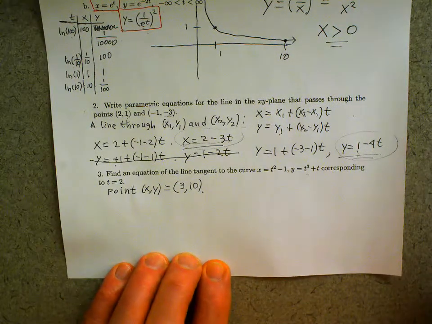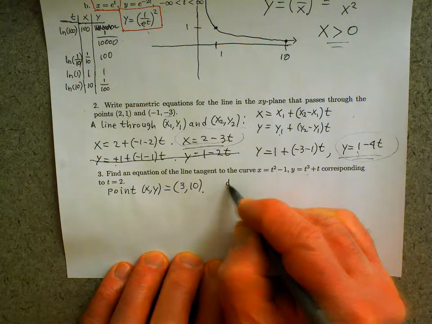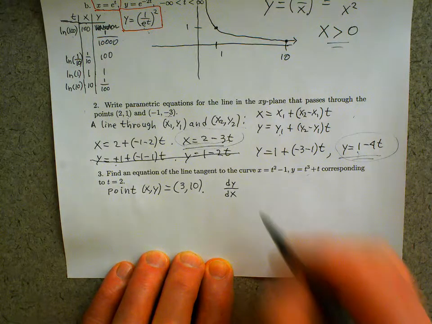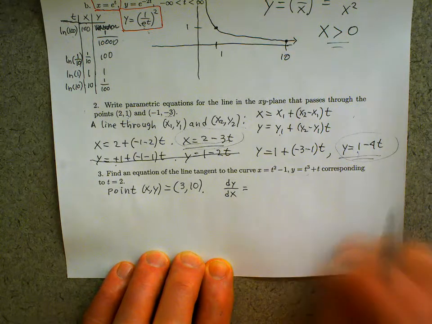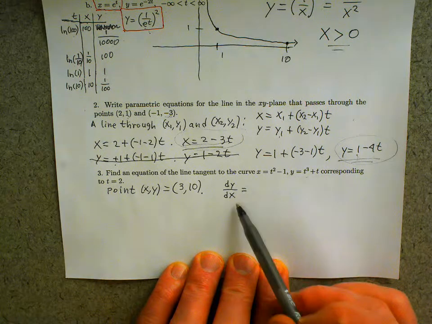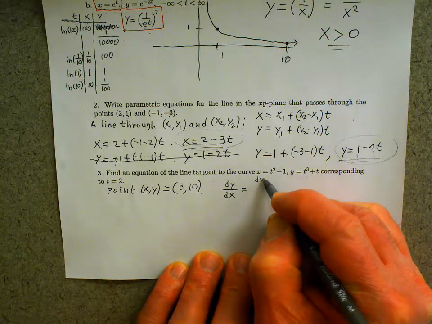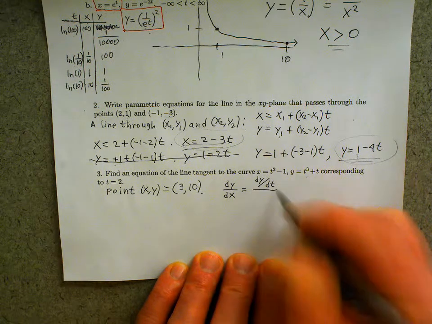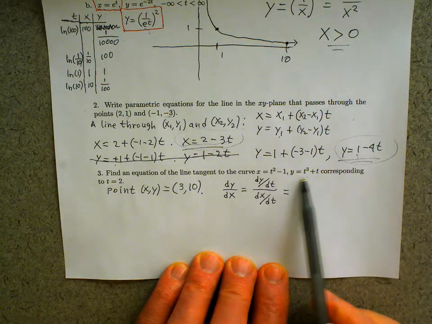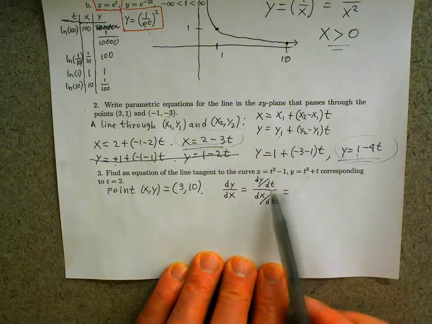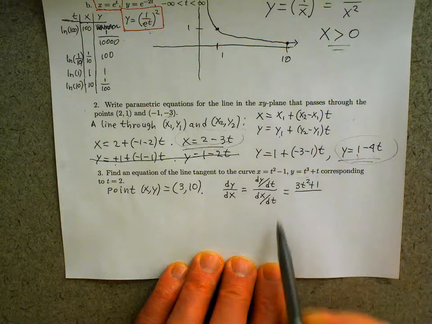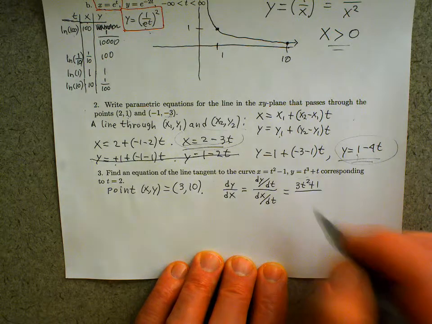To find the slope of the tangent line, we want to find the derivative of y with respect to x. And we use the parametric equations. So dy/dx is equal to dy/dt divided by dx/dt. Since y is equal to t to the third plus t, dy/dt is 3t to the second plus 1, and in the denominator, dx/dt is 2t.